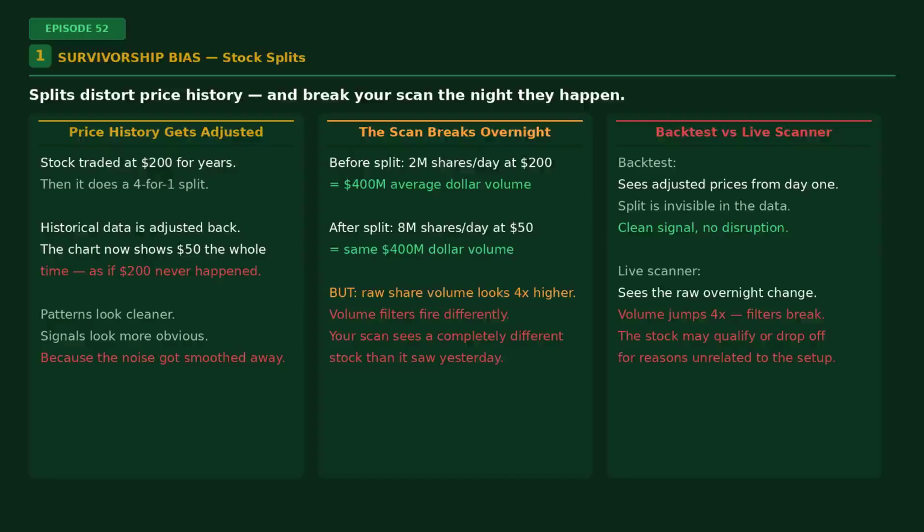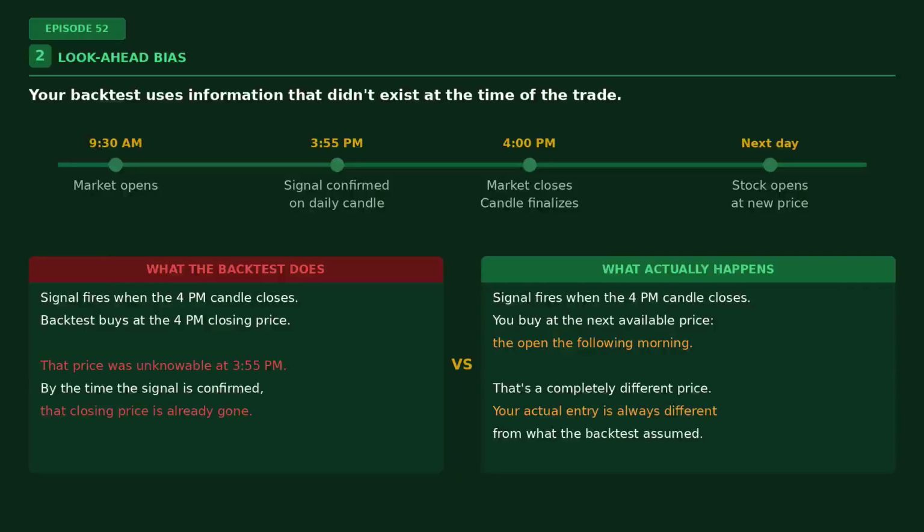And right after a split, the stock's scan behavior changes overnight. A stock doing 2 million shares a day at $200 suddenly shows 8 million shares at 50. Your volume filter fires differently. Your backtest smooths right over this. Your live scanner doesn't.